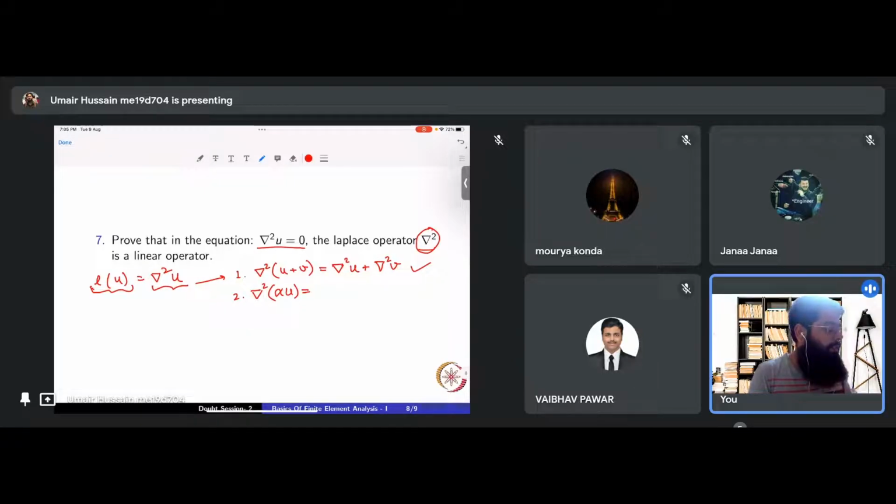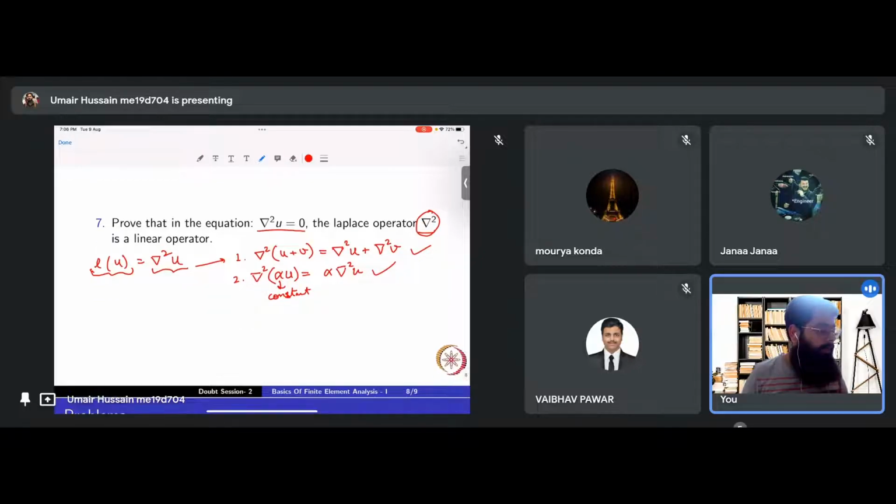And if we have some scalar alpha times u, we know that the Laplace is nothing but a second order derivative. So derivative does not act on constants, right? So alpha is some constant, and we can simply take out alpha and write it like this. So we see that the second condition is verified. So we can say that yes, it is linear.